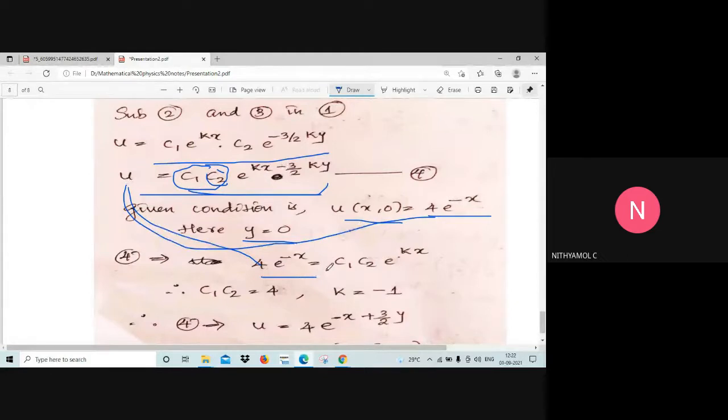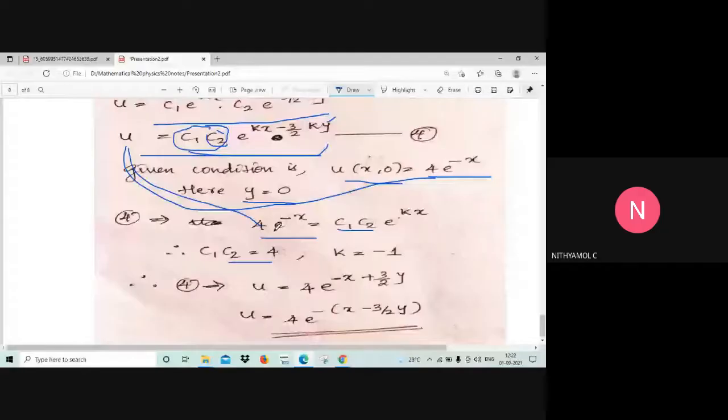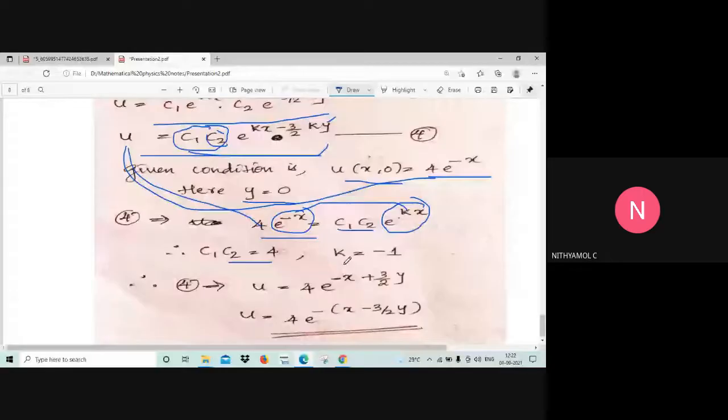Here y equal to 0. Therefore, this term becomes 0. And c is equal to 4. We can equate the coefficient of e raised to kx. So c1 c is equal to 4, and taking minus kx, here the value k is minus 1. So now the equation becomes u is equal to 4 into e raised to minus x plus 3 by 2. We can write it in this form.